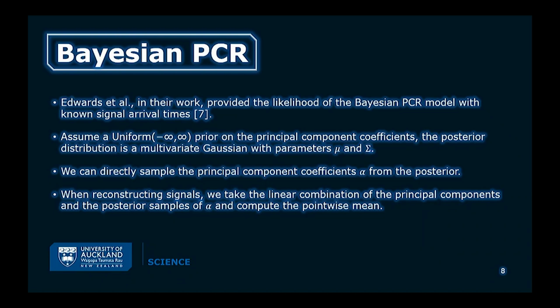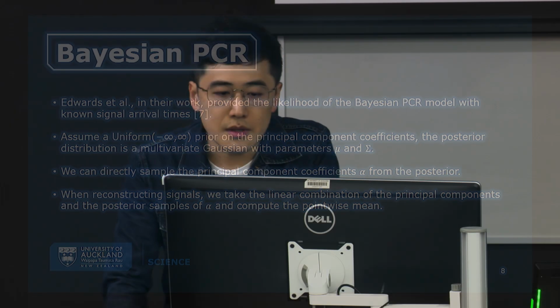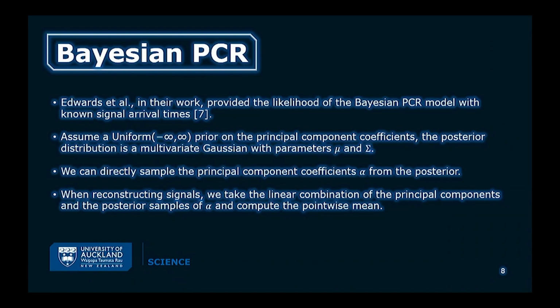The likelihood function comes from Edwards et al. In their work, we assume a uniform prior on the principal component coefficients. The posterior distribution is a multivariate Gaussian with parameters mu and sigma. So we can directly sample the principal component coefficients alpha from the posterior. When constructing the signals, we take the linear combination of the principal components and the posterior samples of alpha and compute the pointwise mean.